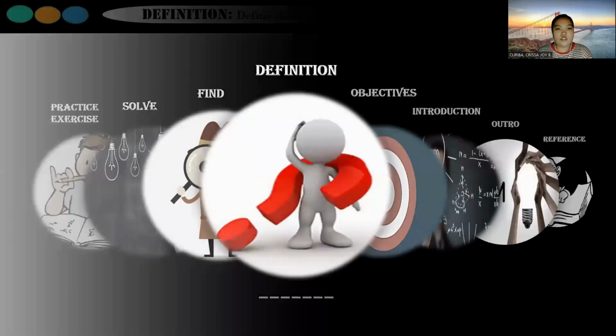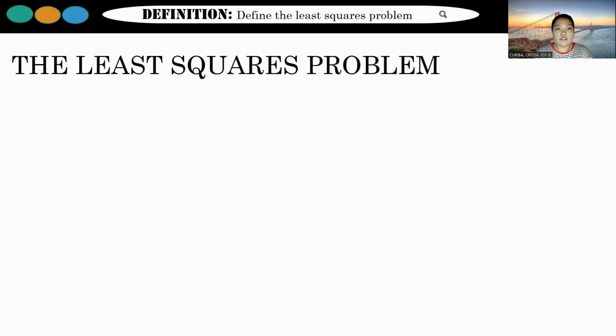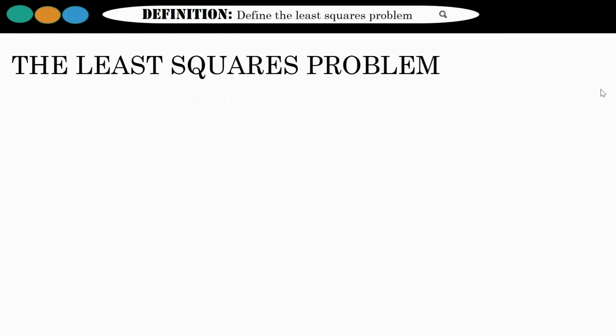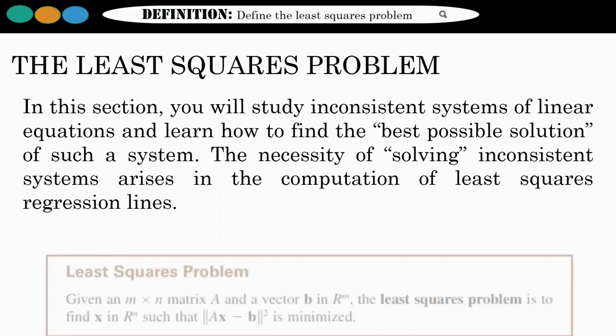So for the definition, we have to define the least squares problem. So what is the least squares problem? In this section, you will study inconsistent systems of linear equations and learn how to find the best possible solution of such a system. The necessity of solving inconsistent systems arises in the computation of least squares regression lines.